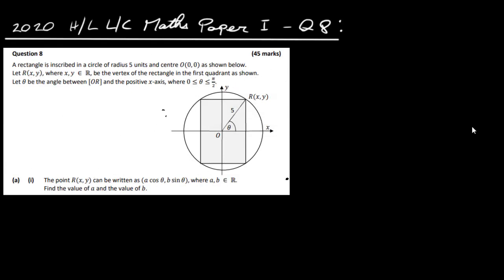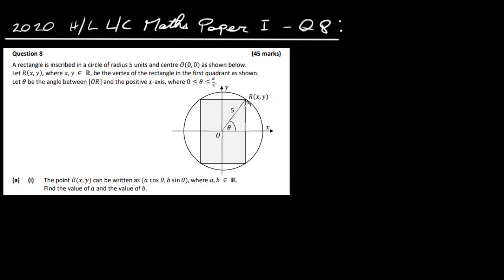Okay, so let's have a look at the 2020 Higher Level Leaving Cert Maths Paper 1, question 8. We have a rectangle inscribed in a circle of radius 5 units with centre (0, 0). Let R, which is (x, y), where x and y are real, be the vertex of the rectangle, so that's here, and that's in the first quadrant.